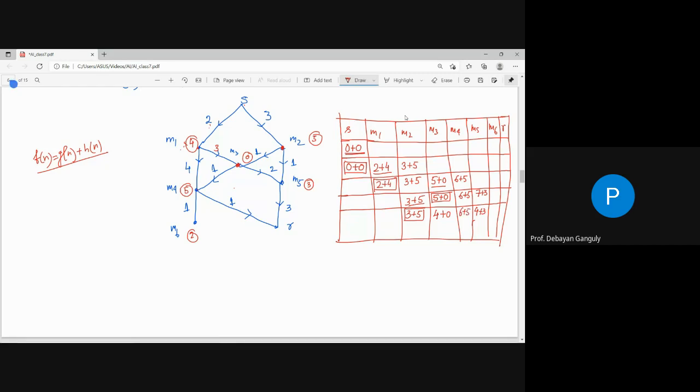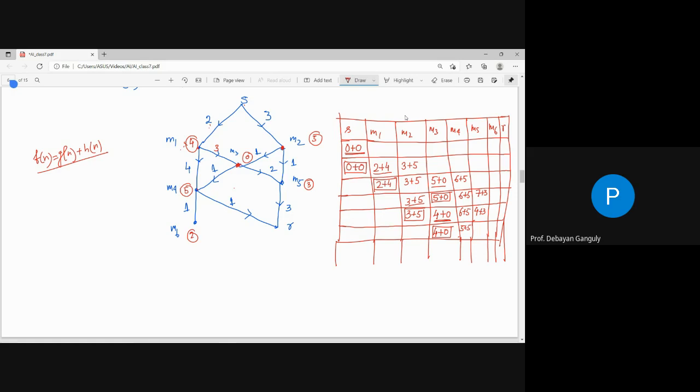So among these, this 4 plus 0 is the least, so I can select this one and put it in the closed. So M3 is again updated, and from M3, if I want to reach M4, the cost is 4 plus 5 plus 5, right? And 5 plus 5 is less than 6 plus 5, so I'm updating this. This is 5 plus 5.